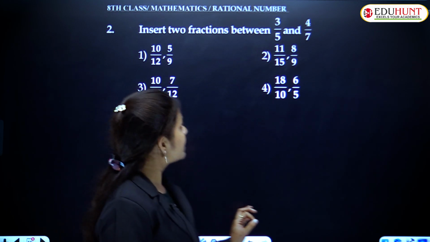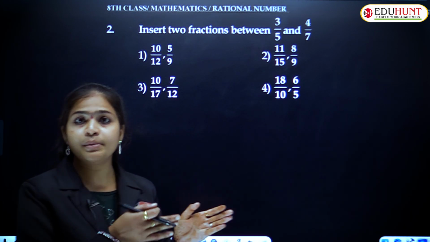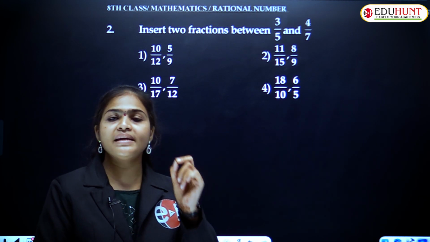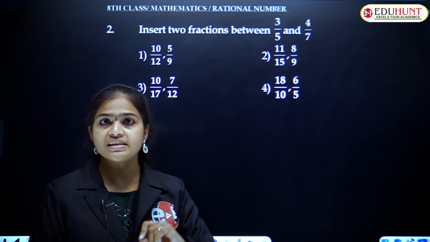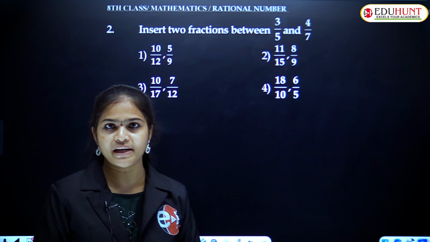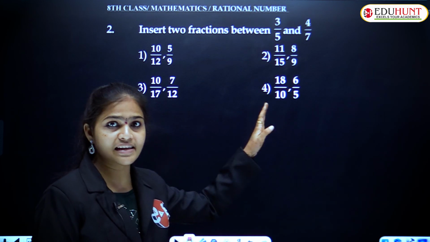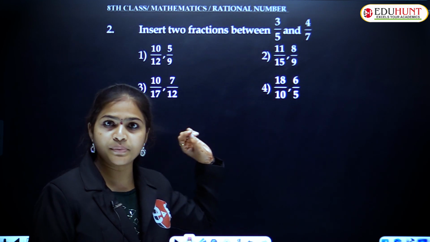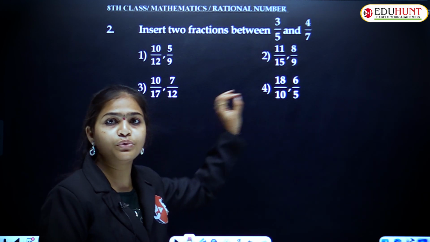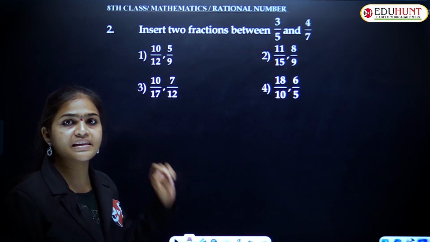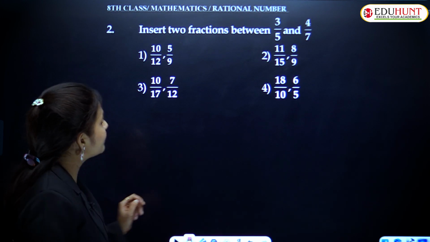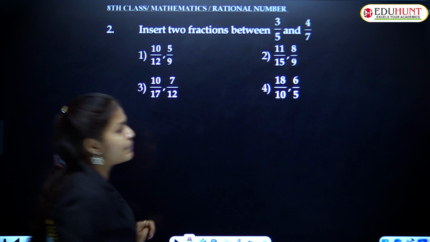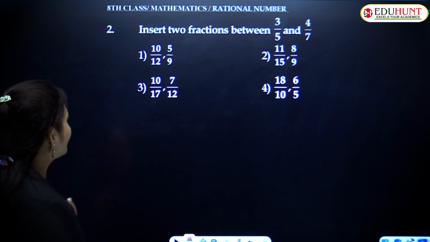Yes, this is also, see here, insert between. They are not asking exactly in between. If they asked which rational number lies exactly in between two given rational numbers, we could use the formula a plus b by 2. But here they are not asking like that. Just insert 2 or 3 or 4, whatever it may be, number of rational numbers in between two rational numbers. So here also apply the same concept, and easily we will get that answer. Okay, so 3 by 5 and 4 by 7.